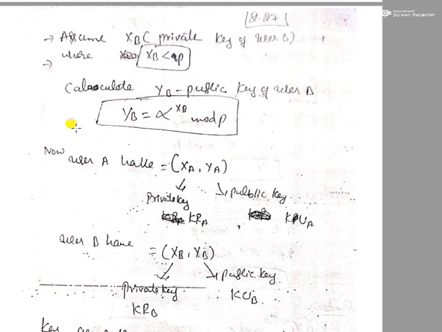So now we have both the private key and public key of user A, and both the private key and public key of user B. XA is the private key of user A, and YA is the public key of user A. XB is the private key of user B, and YB is the public key of user B. These are the keys we generated for user A and user B. Next we have to exchange the keys.